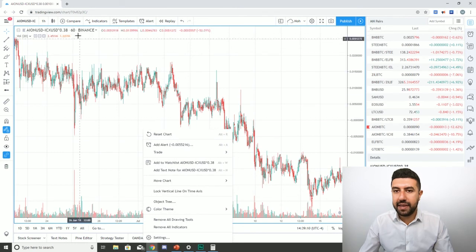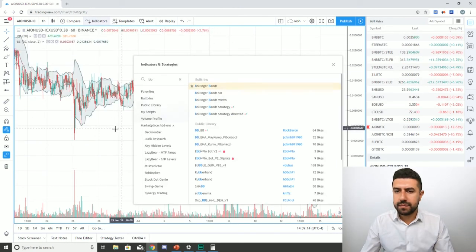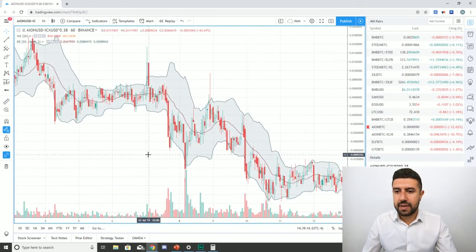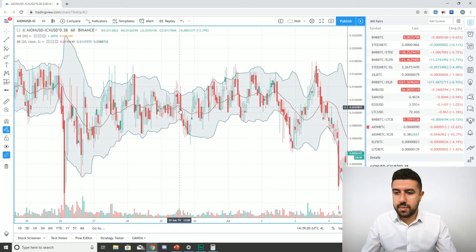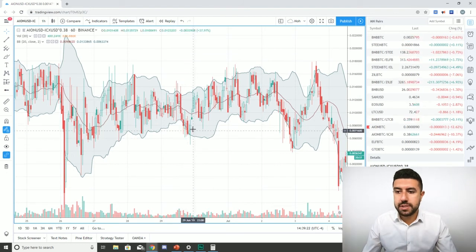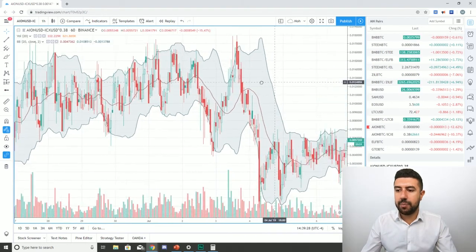If I add an indicator like Bollinger Bands, look at this. Every time it goes below the mean, it comes back up. Goes back up, comes back down. Goes back up, goes down, comes back up. Goes down, comes back up.